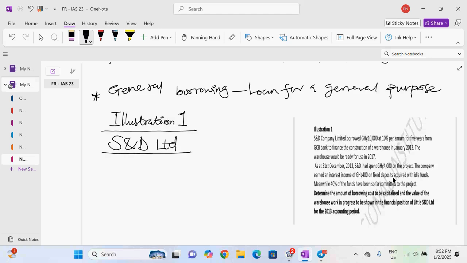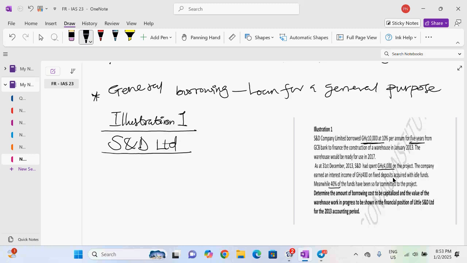So how much did they acquire the loan for? They said the loan borrowed is 10,000, right? So 10,000 is the loan at 10%. So the 10% is the interest rate, right? Per annum for 5 years, from GTB Bank to finance the construction of a warehouse in January 2013. The warehouse will be ready in 2017. As at 31st December 2013, S&D had spent 4,000 on the project, right? They said that meanwhile 40%. So I think the 4,000 even represents 40%, right?